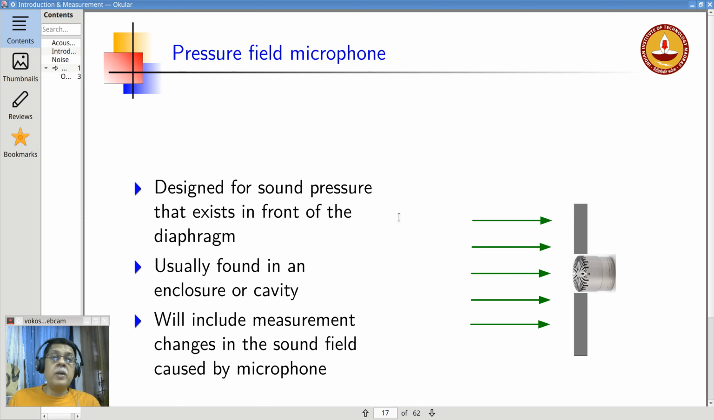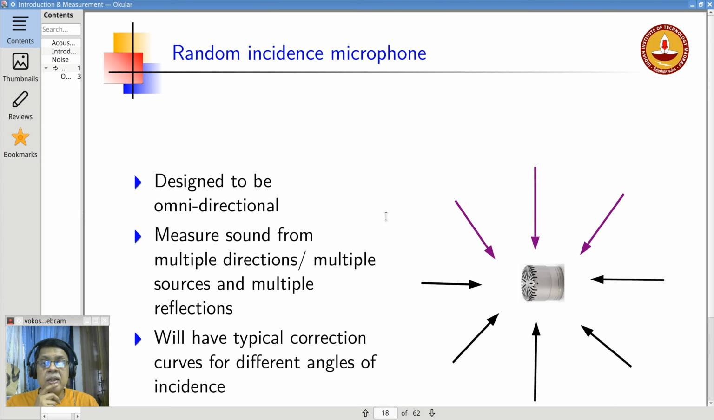Then you have what are called pressure field microphones. These are designed for sound pressures that exist in front of the diaphragm, usually for doing measurements in an enclosure or a cavity. If I'm interested, for example, in a car cabin, I can mount these on the wall and then measure the acoustic field within the car cabin, because I'm interested in reducing sound inside the car cabin. In that kind of scenario, you don't put a free field microphone on the wall, you put these pressure field microphones. And the last one is a random incidence microphone, which is designed to be omnidirectional.